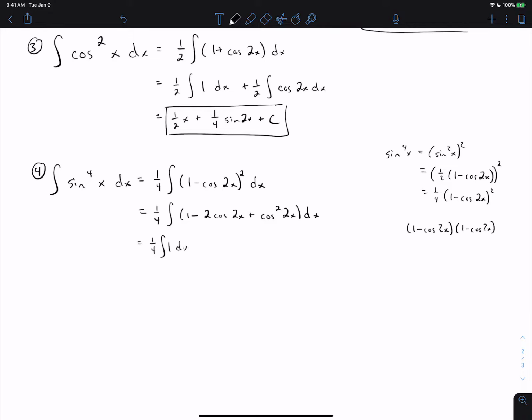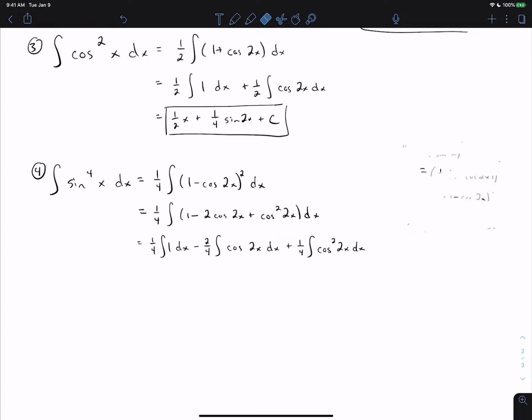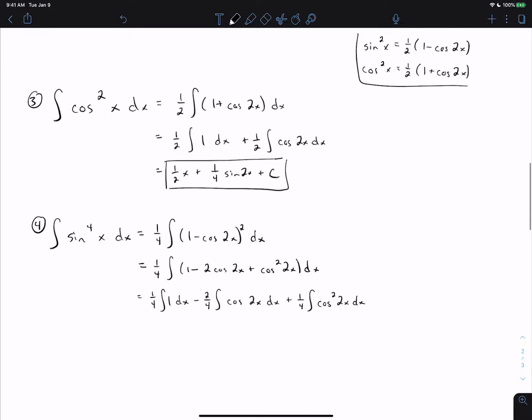We're going to separate that into 3 separate integrals, and the 1/4 is going to carry on to all 3 of them. So we get 1/4 integral 1 dx minus 2/4 or 1/2 integral cosine 2x dx plus 1/4 integral cosine squared of 2x dx. Okay, so let's get rid of this side work. Now, we've got 3 separate integrals to deal with. The first one's very straightforward, so the integral of 1 dx is just x. The second one is a very quick u substitution, where u is 2x, so we're going to get 1/2 sine of 2x.